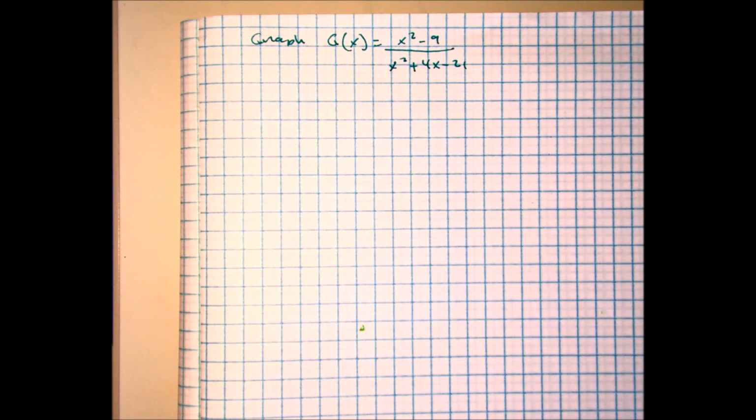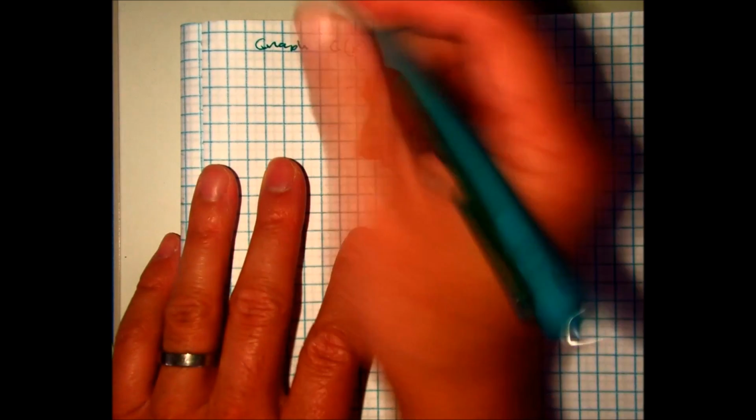Stephanie, can you tell us the 3 steps of finding our vertical asymptotes?